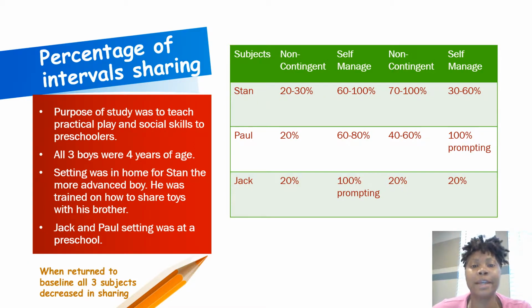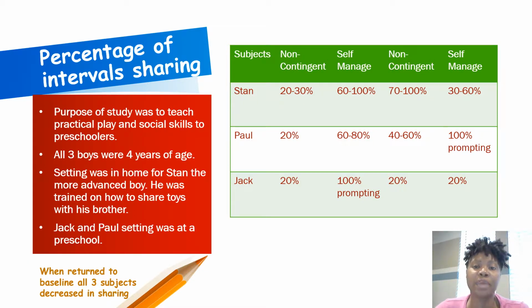Well, if you look at Stan in his first non-contingent trial, he had 20 to 30% of compliance of what was asked of him in regards to self-management. The students were asked to take a token once they socially interacted with another student, and once they received 5 tokens, then the trial was stopped right then before an actual self-management trial began. And he had 20 to 30% during the non-contingent first trial.